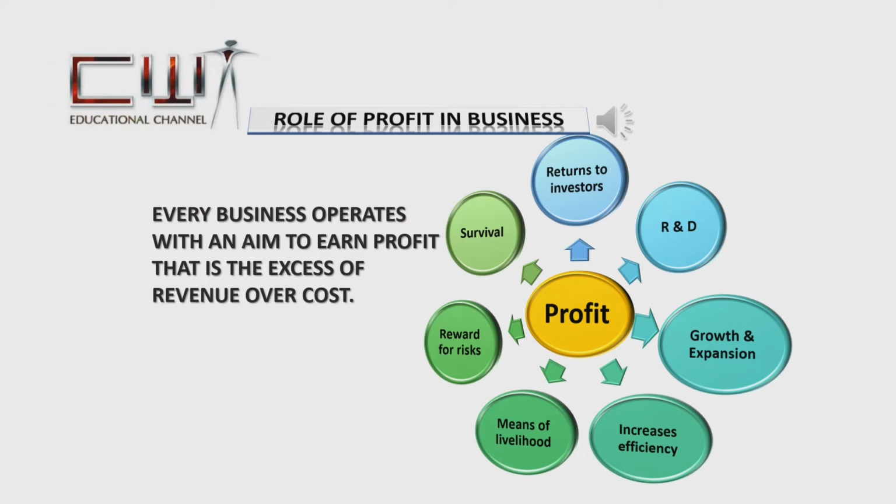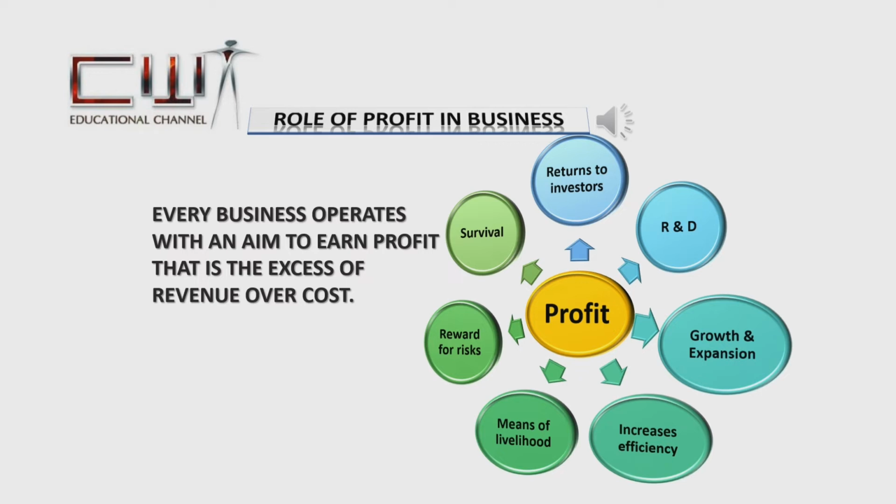Profit also increases the efficiency of the business. The capacity of the business to absorb shocks also is there because there are profits to fall back upon. The person gets motivated by more profits and it increases the efficiency. Profit is a means of livelihood for the businessman. So he is earning his income out of the profit. Profit is also a reward for the risk that the businessman is undertaking for undertaking that business.